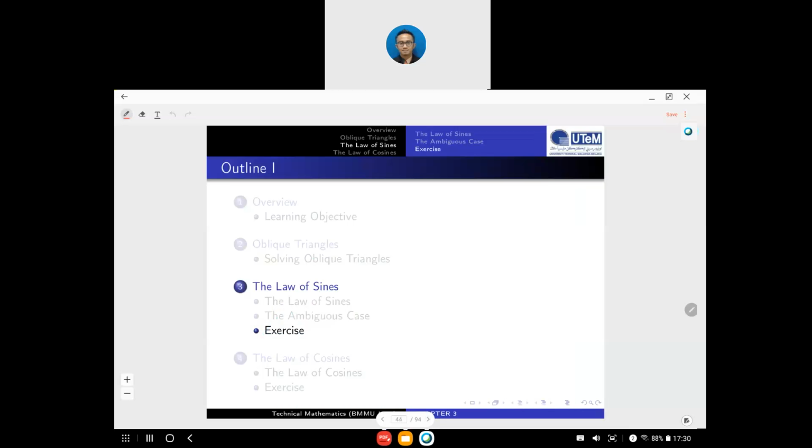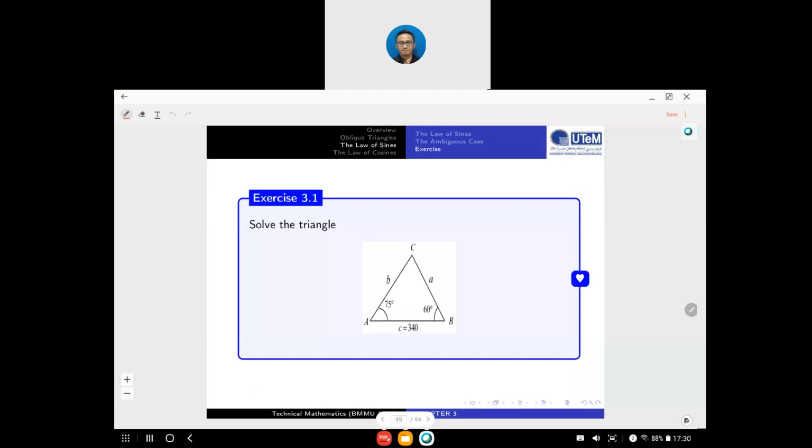Okay, now look at the exercise. Exercise 3.1: solve the triangle. The triangle is given here, already drawn. For this case, first you check how many angles are given and how many sides are given. It is given two angles and one side only. When it is given two angles and one side, awak tak perlu risau. Memang exactly one triangle only.